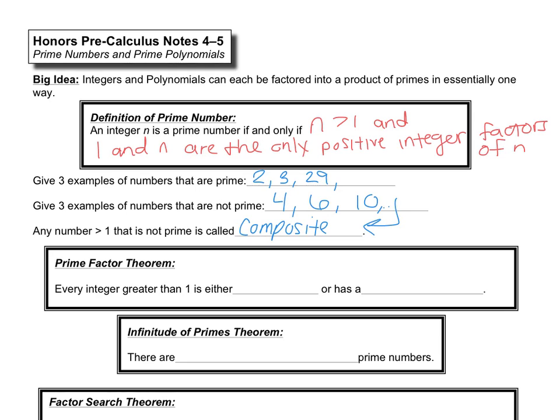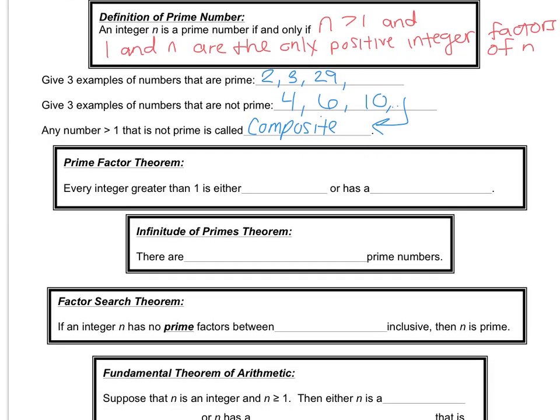And the prime factor theorem says that every integer greater than 1 is either prime, and if it's not prime, obviously it's composite, but if it is composite, then it has a prime factor. So every integer greater than 1 is either prime or it has a prime factor. For example, 10. It's not prime, but it does have prime factors of 2 and 5. So every number can be described in that way, either prime or containing prime factors.